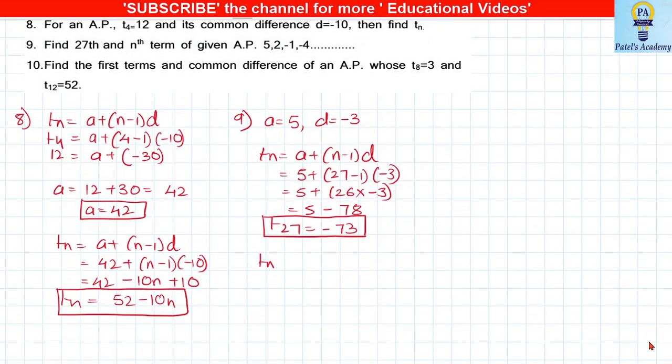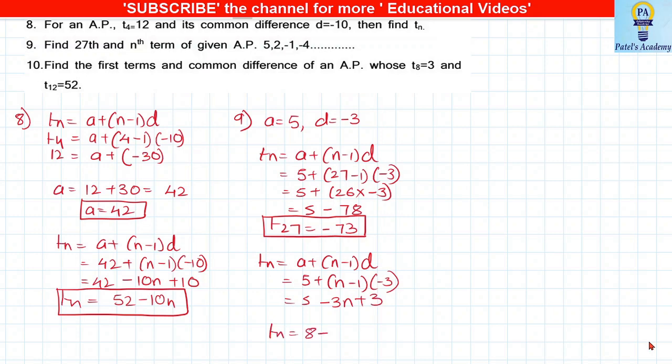And to find out Tn, what we did in the 8th sum, we are doing the same thing. Tn equals A plus (n minus 1)D. Only the thing is I am not going to substitute the value of n. So A is 5, n will come as it is, and D is minus 3. So what I'll get is 5 minus 3n plus 3. So Tn equals 8 minus 3n.